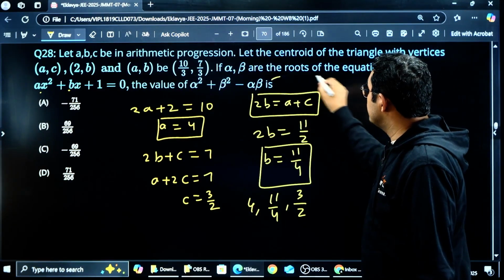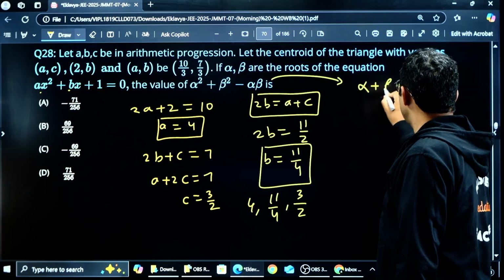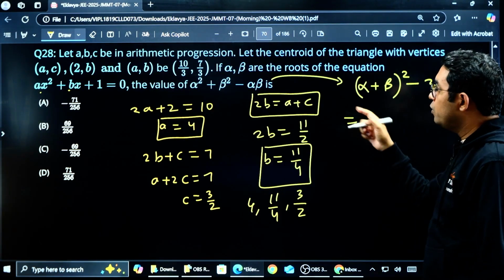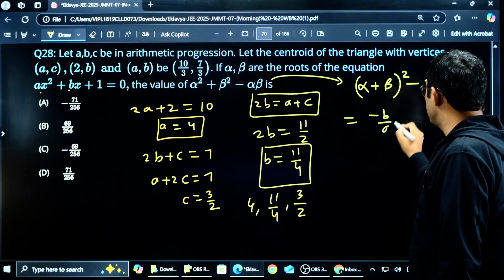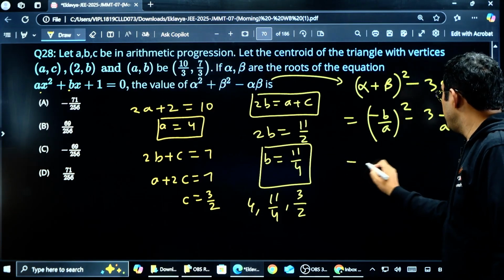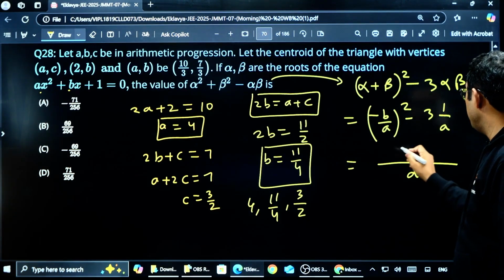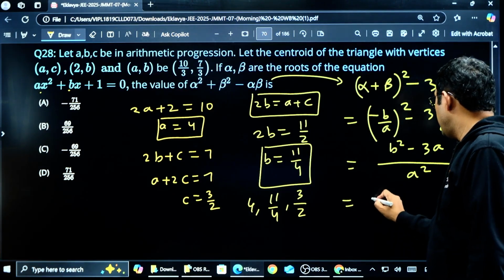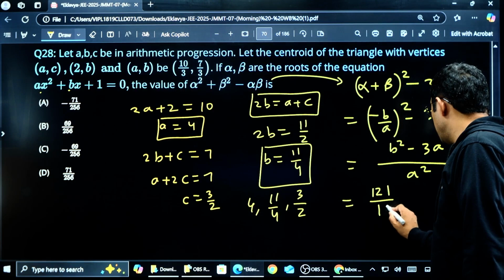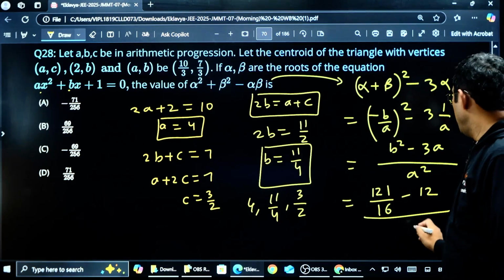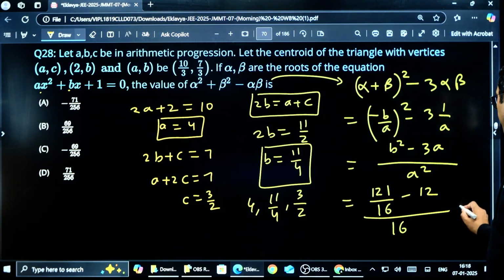Now we have to find this expression, which we will write as alpha plus beta whole square minus 3 alpha beta. Alpha plus beta whole square means it will be minus b upon a whole square minus 3 into, that will be just 1 upon a. So we can take LCM as a square, and we will be getting b square minus 3a here. Okay, now b square is 121 upon 16 minus a is 4, that will be 12 here upon a square, that is 16 here.